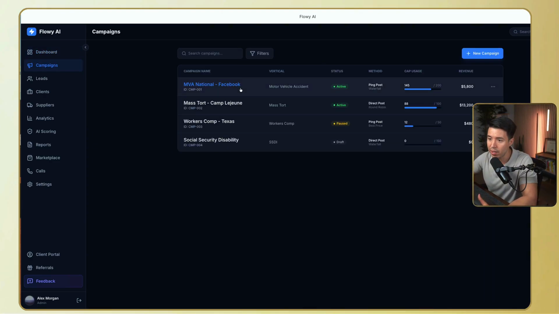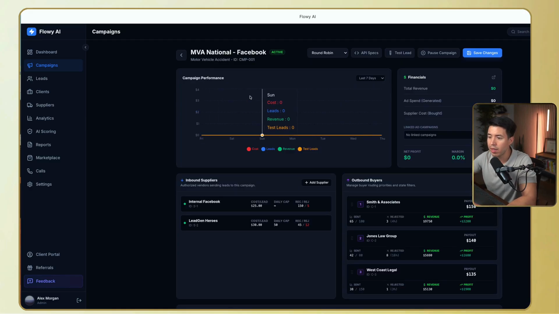So if we go to campaigns now, here's all your campaigns. You have the vertical, the status, the method, cap usage, how much revenue you made from that campaign. If I click on this, this is where I'm going to see my ad spend, how many leads, how much revenue I've made for my campaign. You have all your financials. So here's the total revenue.